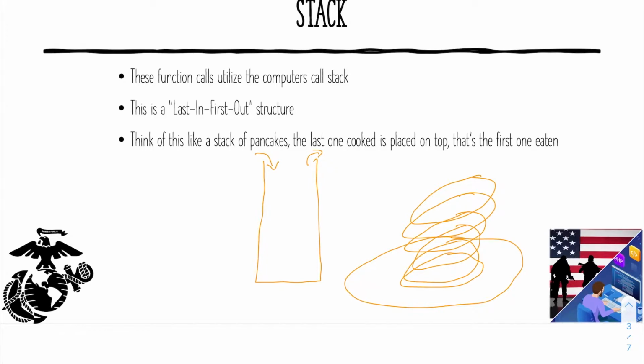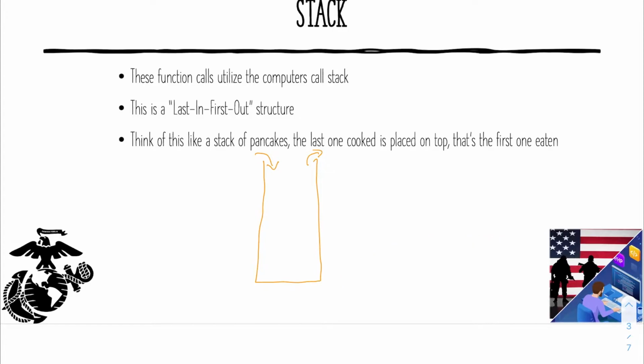The first person comes over and they grab the top pancake and eat it. The next person comes over and grabs the top pancake and eats it. The next person, top pancake, eat it. Top pancake, eat it. Now we have one pancake left, and it was the first pancake made. So the first pancake to be made is going to be the last pancake to be eaten. That is last in, first out, or the first in, last out. And that is how this stack is utilized.